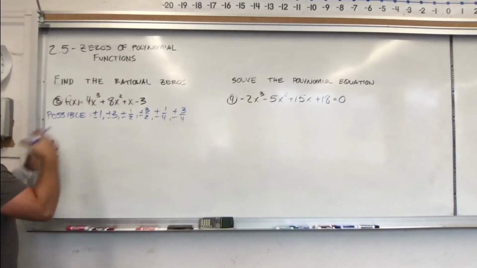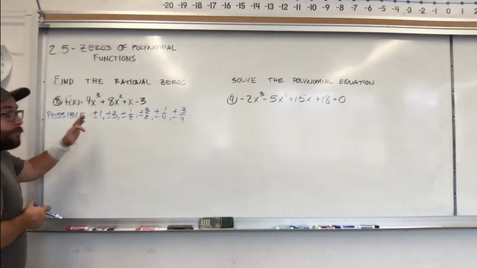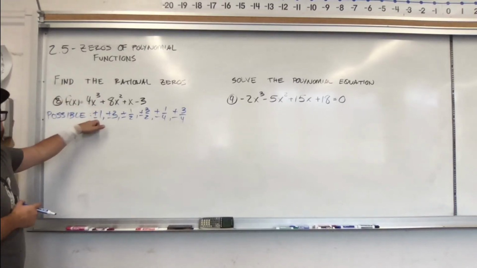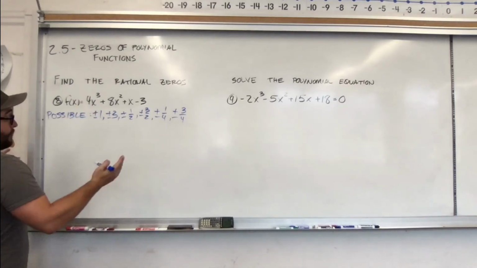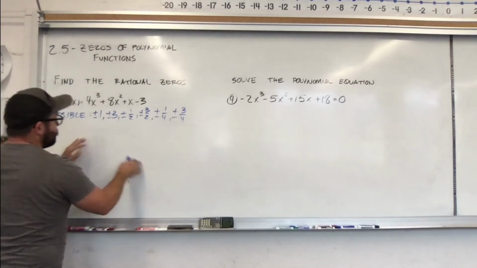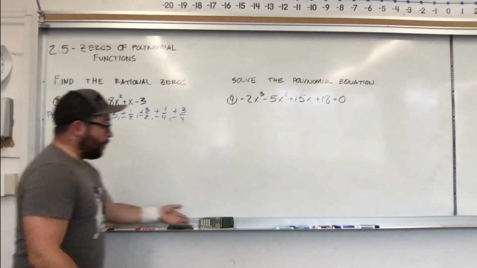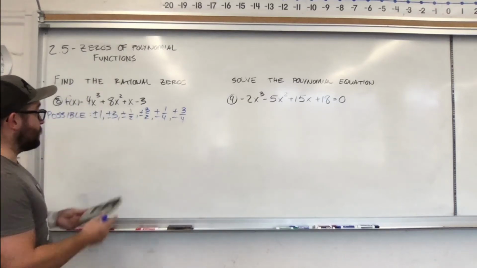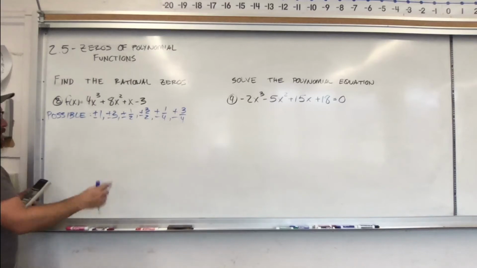Now again, if we had a repeat, say this was a 3 out front, we had 3 over 3, we would already have that with that plus or minus 1, so we don't have a repeat. Now, we could do one of two things. We can do synthetic division and test all of these by hand, totally fair, or once again, we can rely on our calculators to let us know which of these are zeros so that we can start with our factoring.